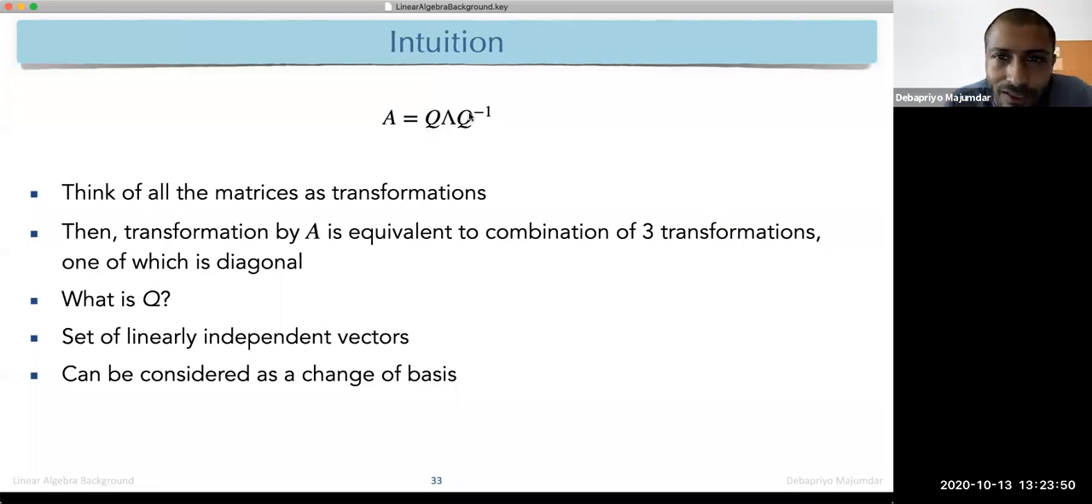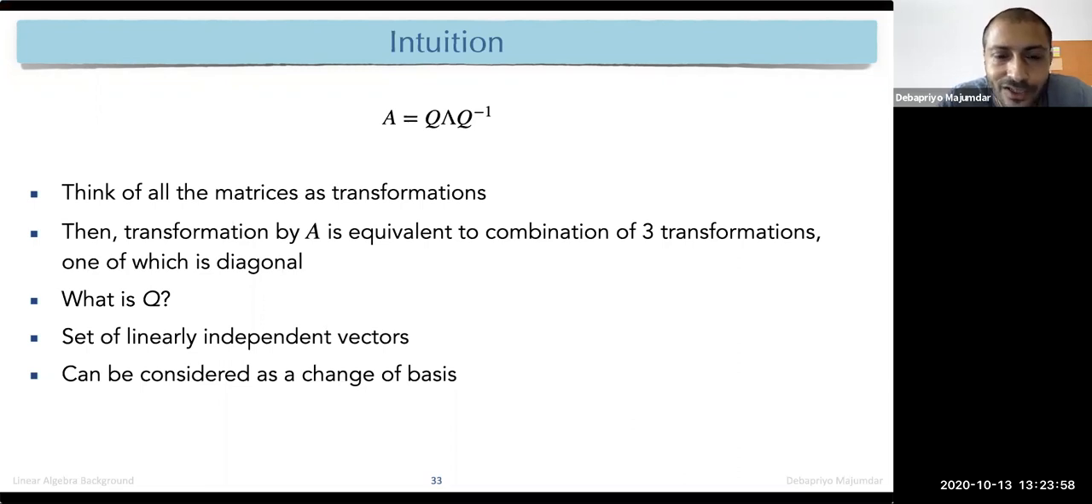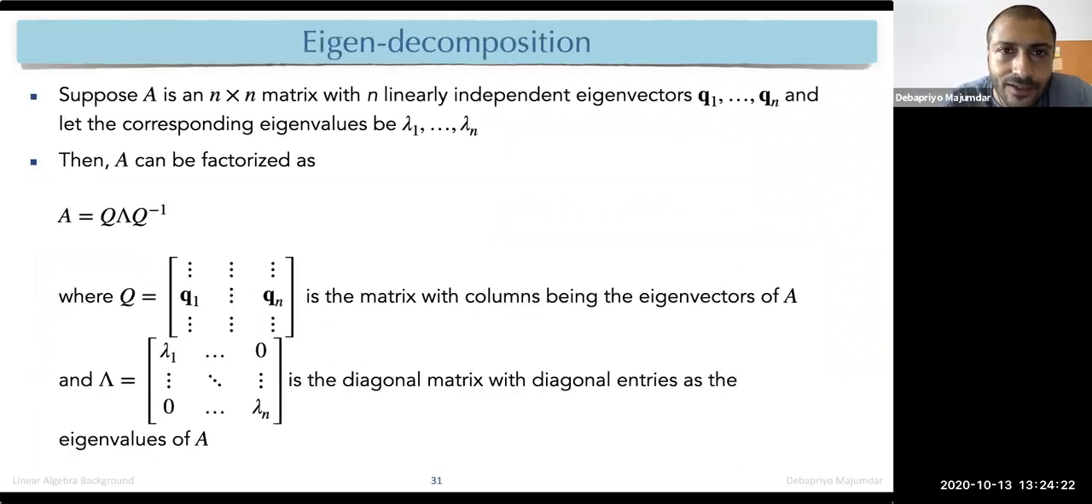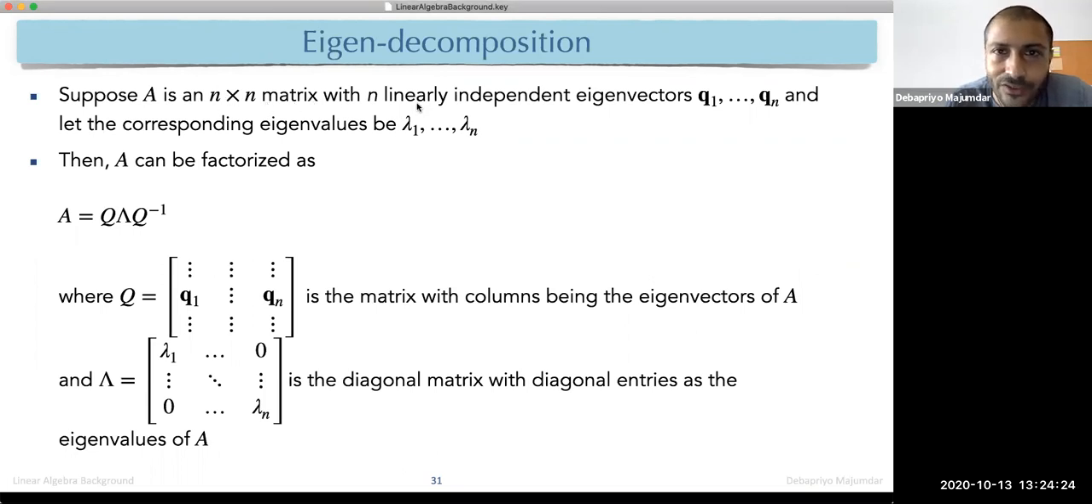In other words, what are these two changes of basis? Q and Q inverse are just opposite transformations. Q is a transformation, Q inverse is the opposite transformation. So you are scaling it, but in a different frame of reference. You are first changing the basis, going into a different world, scaling it, then coming back to your world. This is the kind of transformation that has the following property: it's a square n cross n matrix with n linearly independent eigenvectors.